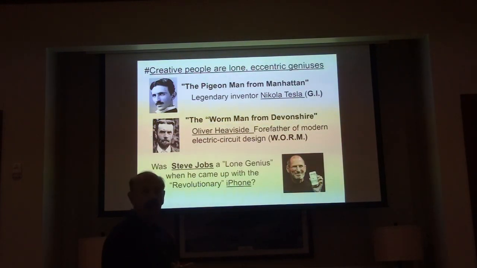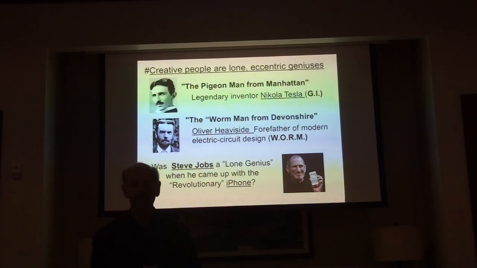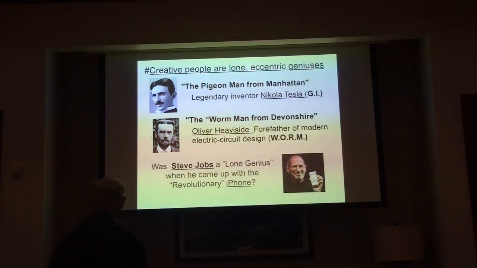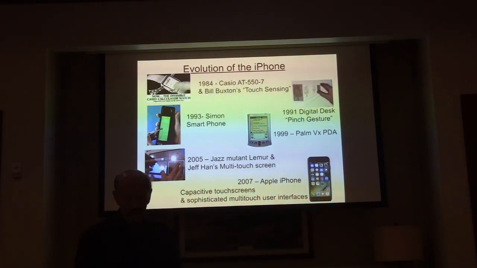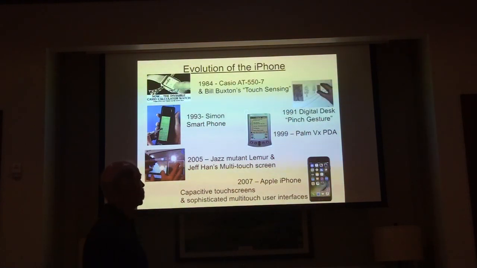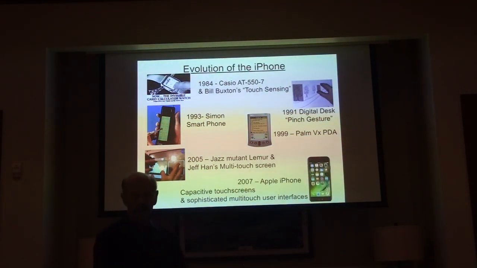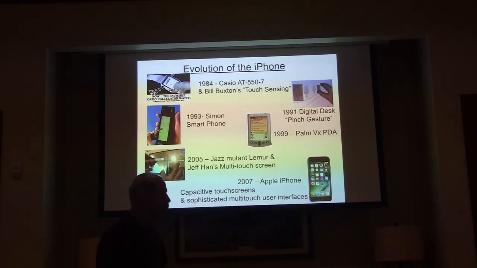Now, was Steve Jobs the lone solitary genius that came up with the revolutionary iPhone? Well, let's take a look at that. There is a long evolution of the iPhone. As early as 1984, Bill Buxton at the University of Toronto was studying touch sensing of screens. And the pinch gesture on the digital screen came around in 1991. We had the Simon smartphone in 93, Palm Digital Assistant in 99, so you can see this evolution.